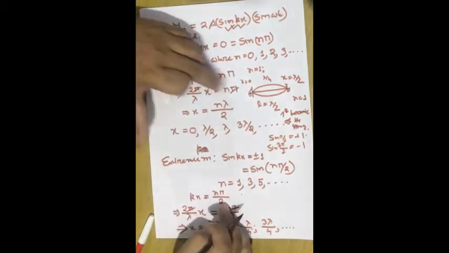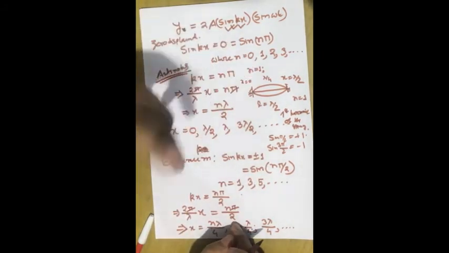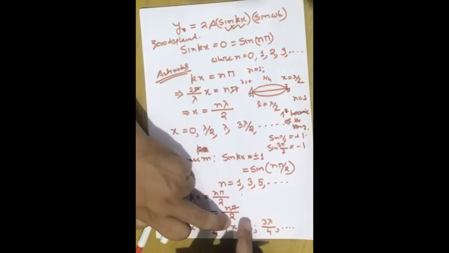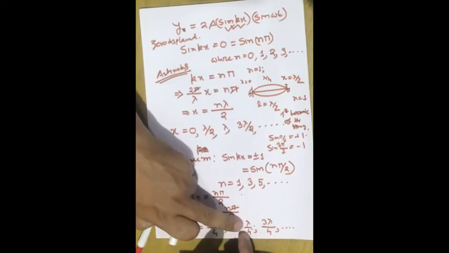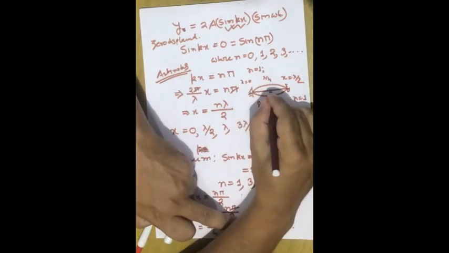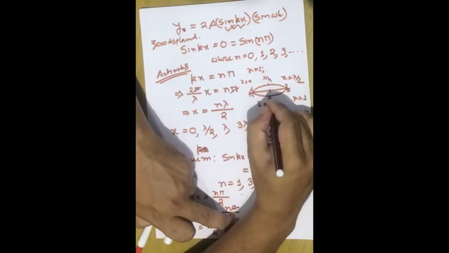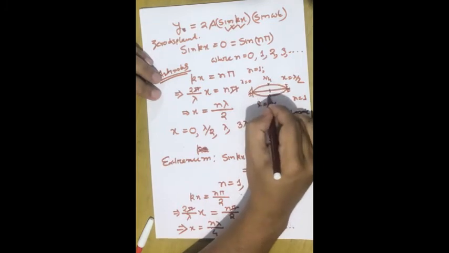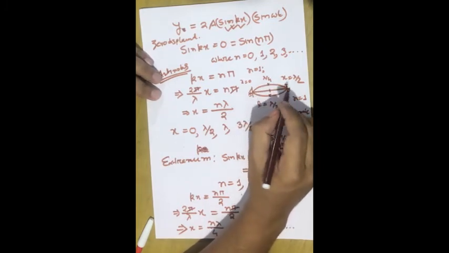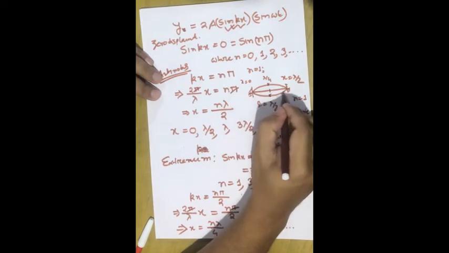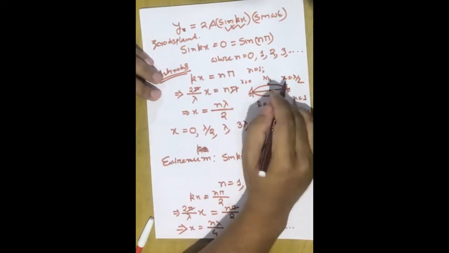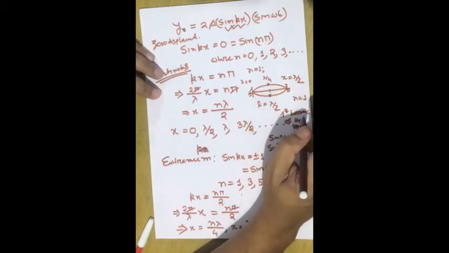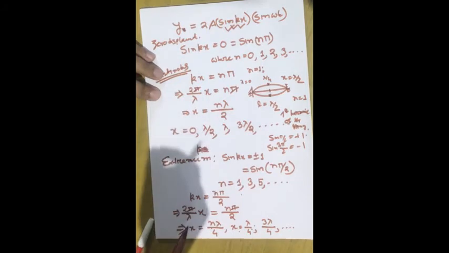And between these two nodes, how many antinodes will be possible? Antinode means maximum displacement. When n is equal to 1, the position of the maximum displacement will be lambda by 4. So lambda by 4 is exactly at the midpoint between these two fixed points. So this will be the point of maximum and these will be the points of minimum. If the string vibrates like this, because this is a standing wave, then this is known as the first harmonic of the string. That means the string is vibrating in its first harmonic.